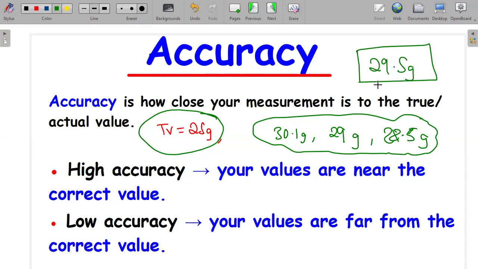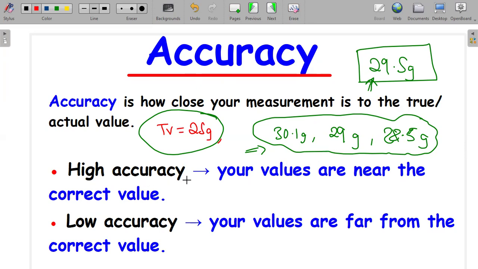Now I ask myself, is this mean, for the measurements that have been given, close to the true value? We've seen that the true value is 25 and the mean is 29.5, so they are not close. So we're going to say this set of results is not accurate. So what does it mean when we say the measurements have a higher accuracy, or they have a low accuracy?